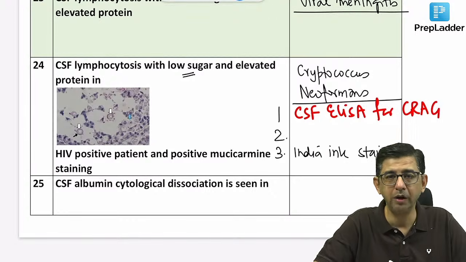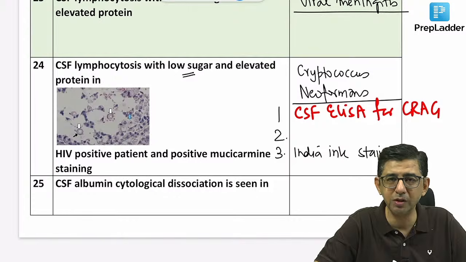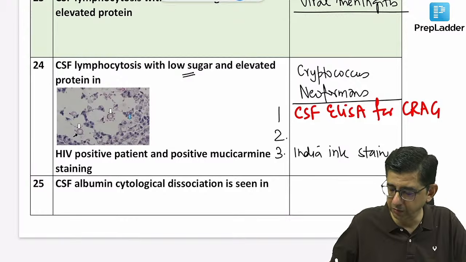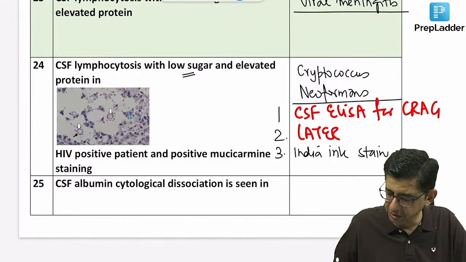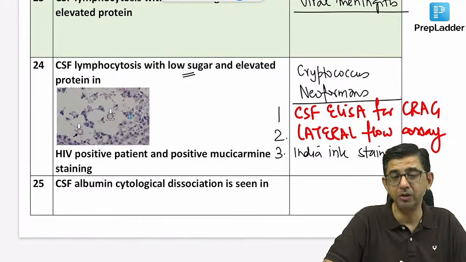They can give numbers also. Normal values I've explained to you. Normal CSF sugar is 2/3 of the blood sugar, so values can be given in the question. Yes, very good. Lateral flow assay. It is either latex agglutination or a lateral flow assay that would be useful for diagnosis of cryptococcal meningitis.